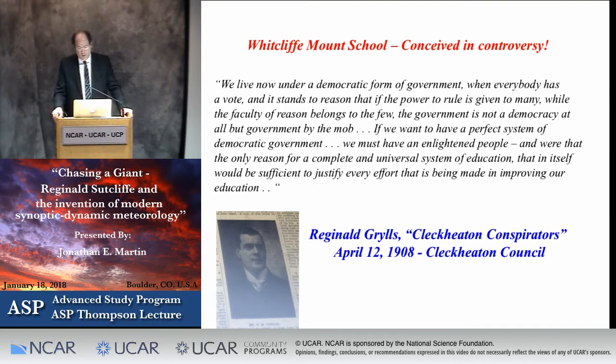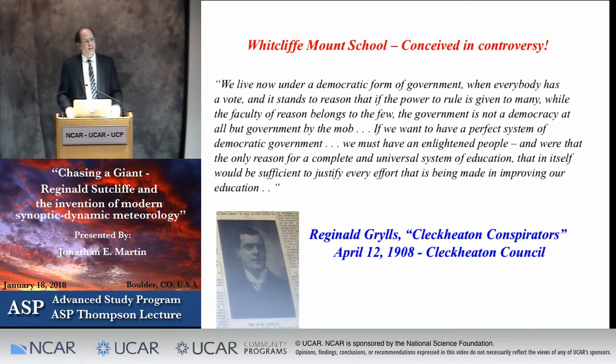We live now under a democratic form of government, when everybody has a vote. And it stands to reason that if the power to rule is given to many, while the faculty of reason belongs to the few, that government is not a democracy at all, but government by the mob. If we want to have a perfect system of democratic government, we must have an enlightened people. And were that the only reason for a complete and universal system of education, that in itself would be sufficient to justify every effort that is being made in improving our education.